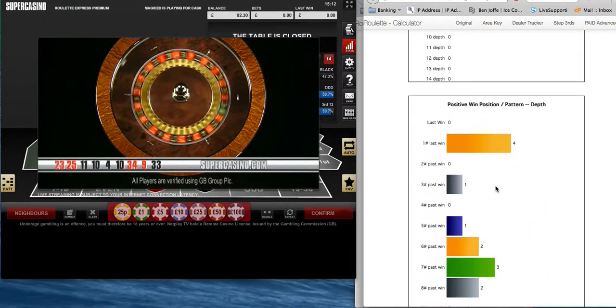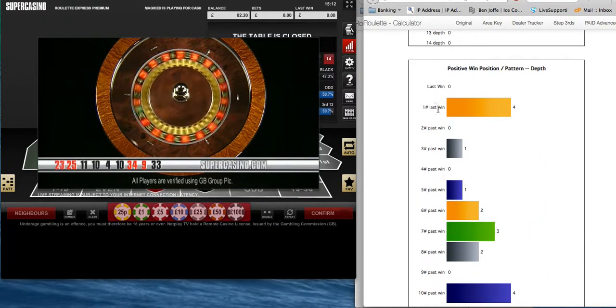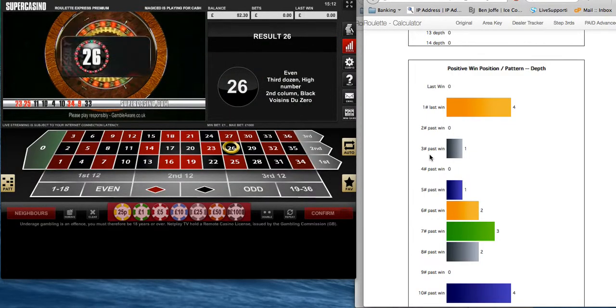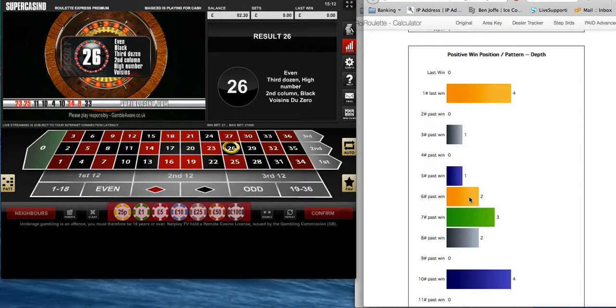So let me just explain this one first. These are the wins, so it's showing me the depth that the win came in on. You can see the last one is in progress at the moment. The one before that came in on a depth of 4. The second one came in on a depth of 0, so following the same, then 1, 0, 1, 2, 3.